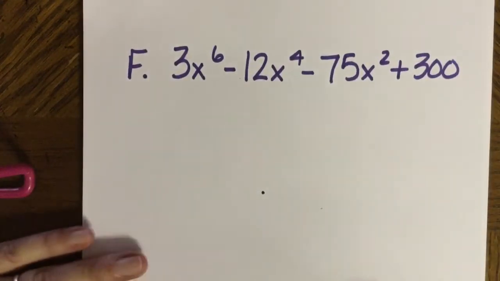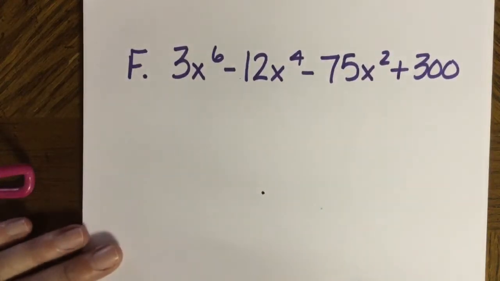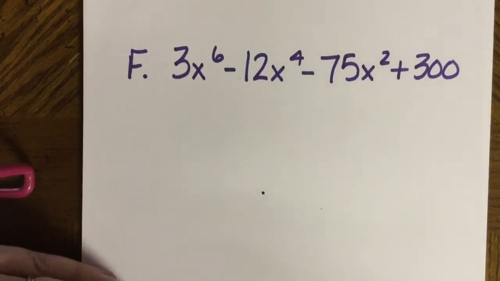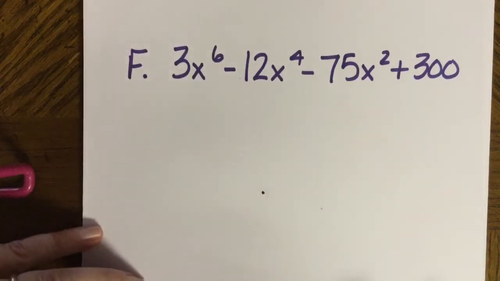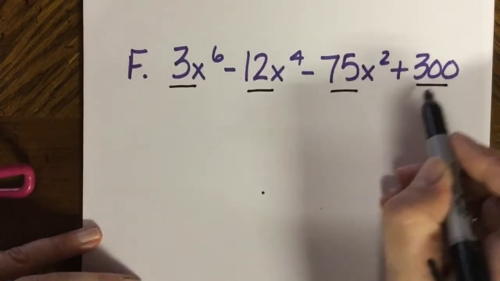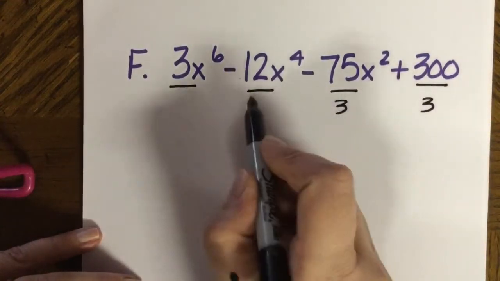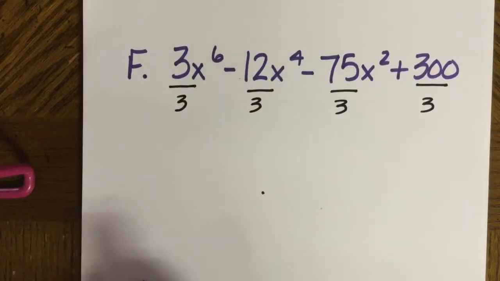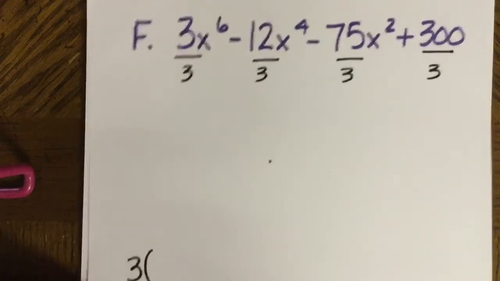I did go ahead and put one more in here. This is not in your notes, so I'm going to give you a second to write it down. Example F, 3x to the 6th power minus 12x to the 4th minus 75x squared plus 300. So first thing I hope you see is that everything is divisible by 3. So I have a greatest common factor of 3. I'm going to factor a 3 out. I'm going to put that right down here at the bottom. This one is kind of tricky.